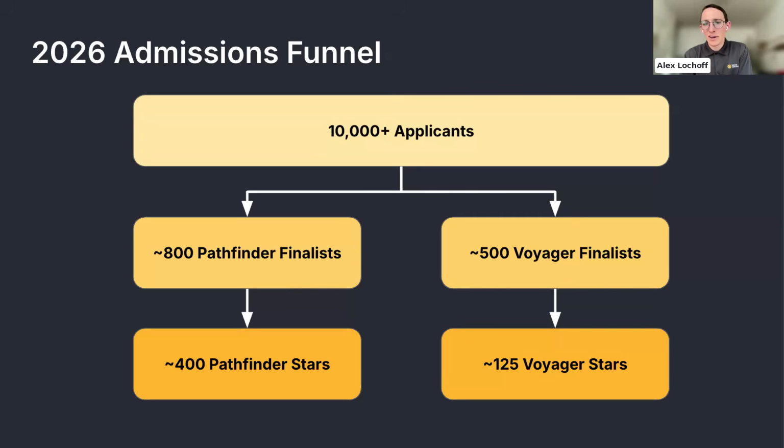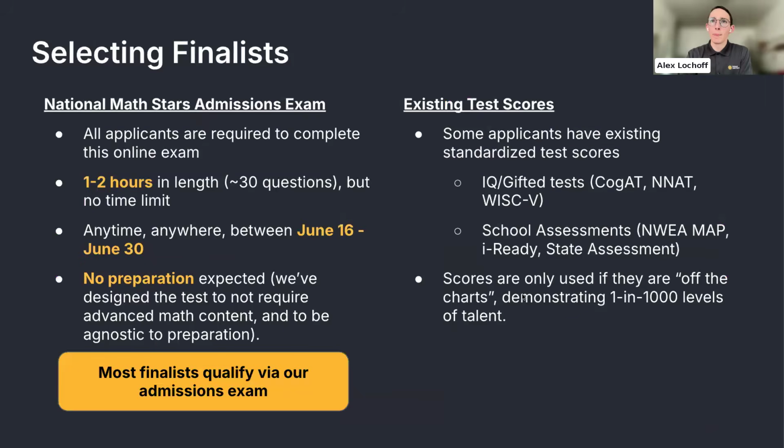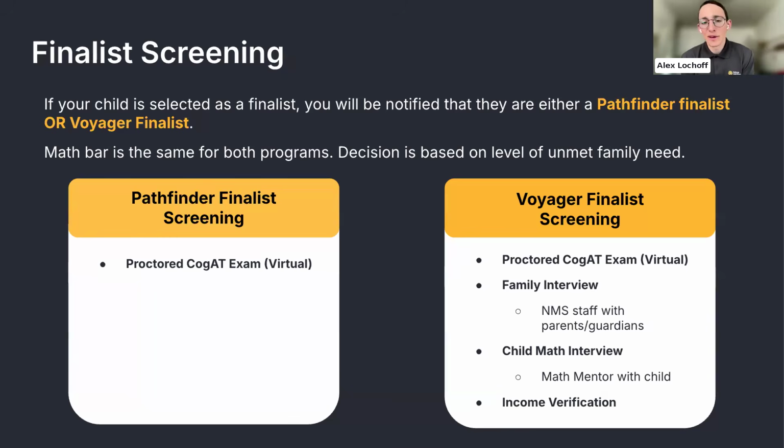A question here about income verification, taxable income or non-taxable income and how it's considered. This is if you're being considered for a Voyager program, and we do ask for, in general, tax returns that include both taxable and non-taxable income. We're trying to understand a family's financial resources in a holistic sense.